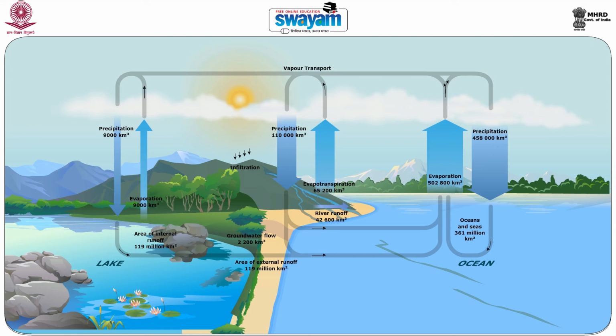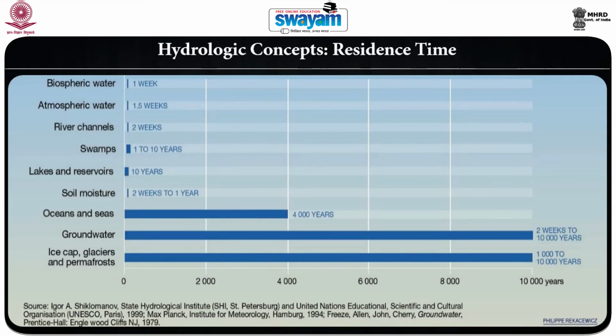The length of time that particular water molecules stay as a part of a particular pool is known as residence time. This highlights another dimension of Earth's hydrological cycle. The residence time of water among the pools is quite variable. It means that water does stay in certain pools longer than others.